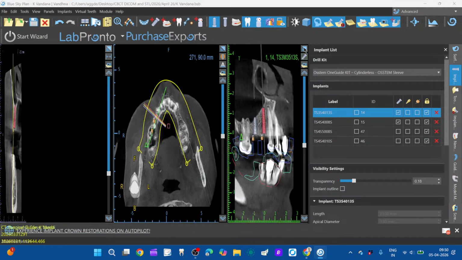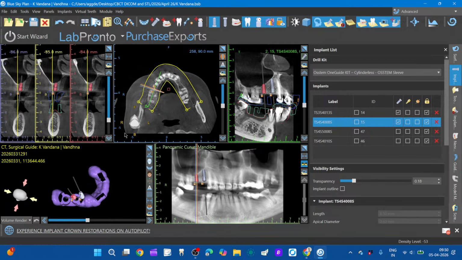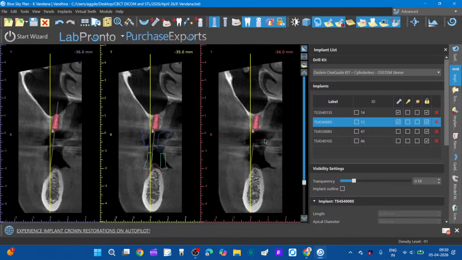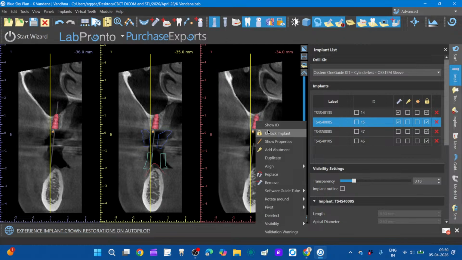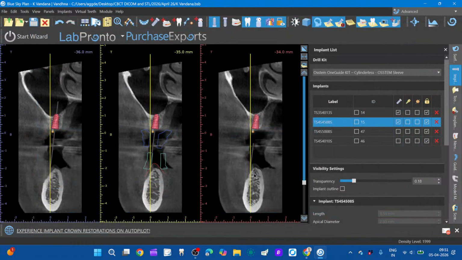Okay, so 4 into 13 for this area, and then 1.5 area, the implant size will be 4 into 8.5. Okay, so you can go for a 4.5 also. Let us replace it with 4.5 into 8.5. Okay, so even 4.5 is okay.